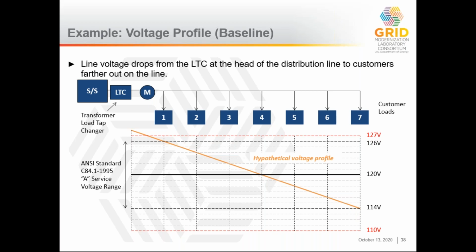But I did give a couple examples here of what the different voltage profiles along a distribution feeder might look like based on different types of operation. So referring back to that standard that Kevin mentioned for what the service voltage ranges are, normally, as he said, from the source, that voltage will decrease over the length of the feeder from where the customers are.